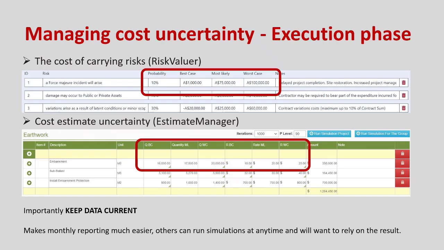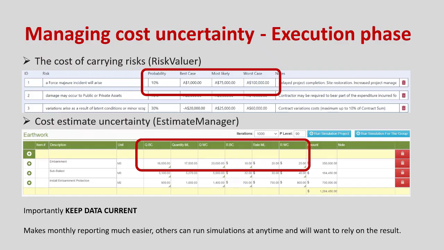Similarly with estimates, once work is completed, all three values of best, most likely and worst case of the quantities will be the same. This applies equally to rates. Removing the variability reduces the amount of contingency required. Keeping the data up to date is key, and then when reporting the monthly forecast end cost, it will be simply a case of running a simulation.